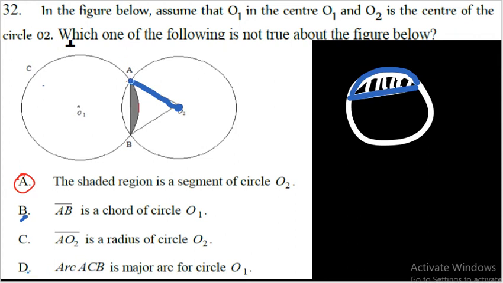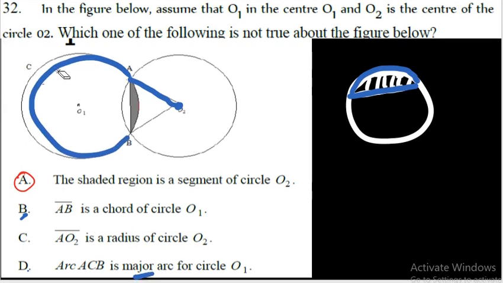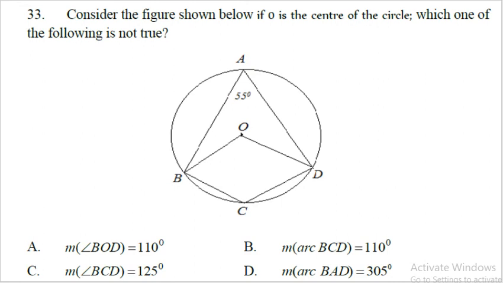And again, D, what does it say? Arc ACB. Arc ACB means this one, from here until here. It is a major arc, yes, obviously, as you see. It's greater than 180 degrees, greater than a semicircle. That is the answer. So the answer is going to be A. Let us proceed to the next question.